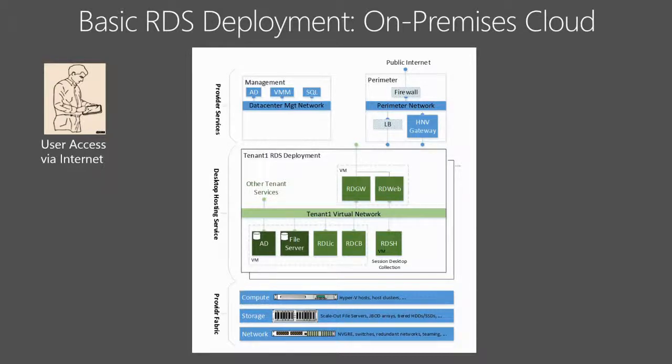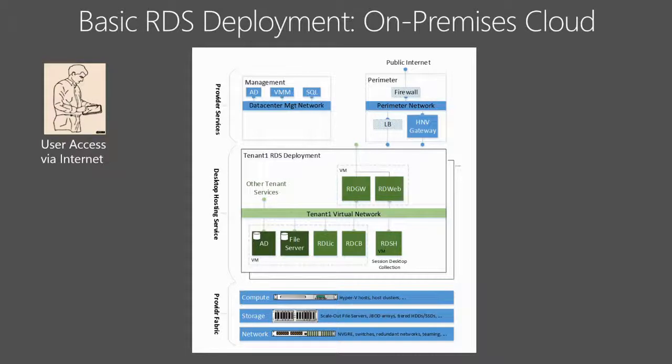We've now got Windows Azure Pack and the System Center VMM console, and then on the upper right, we've got our perimeter resources, which in this case is just the HNV gateway, but we could add things like firewalls and load balancers and so forth into that section. And then in the middle, that's where we're building our actual RDS deployment for a given tenant, and it looks identical to what we did up in Azure.